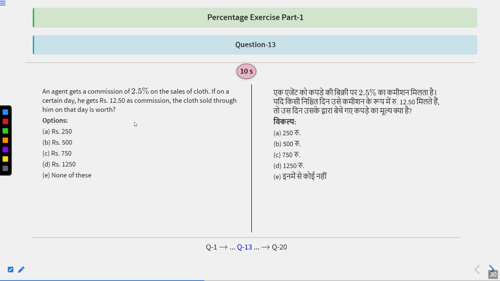The question is, an agent gets a commission of 2.5% on the sale of cloth. If on a certain day he gets 12.50 as commission, the cloth sold through him on that day is worth. Okay, you have 5 options. Now you have 10 seconds to solve this question. Your time starts now. Now time's up. Let's see the solution.